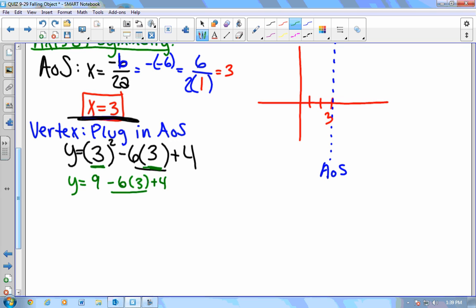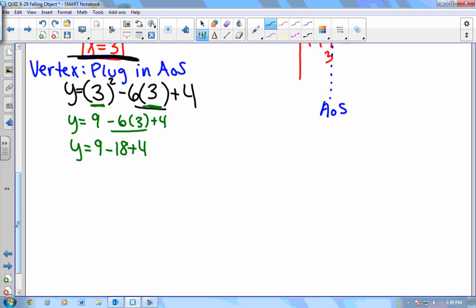Good. I'm glad you said the negative 6, because it's true. It's a negative. What would that be, Tyler? Negative 6 times 3? Negative 18. Plus the 4. Now remember, addition and subtraction go left to right. So we subtract first. 9 minus 18 is negative 9 plus 4, which is negative 5. That is your y value.